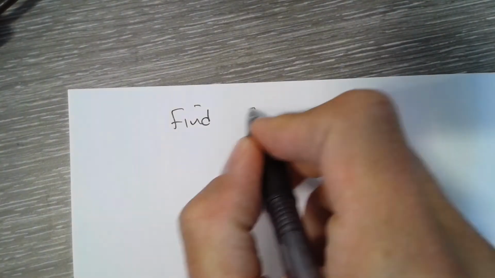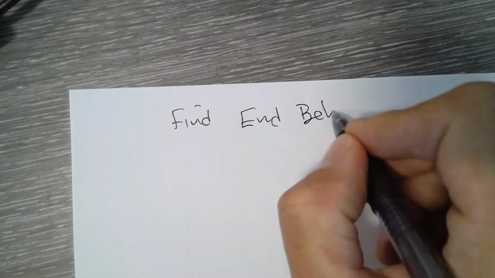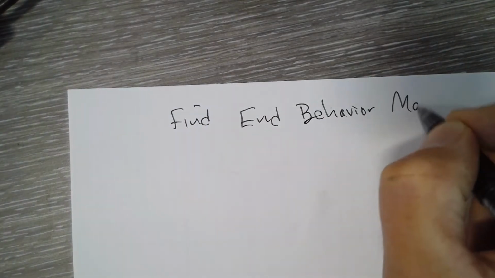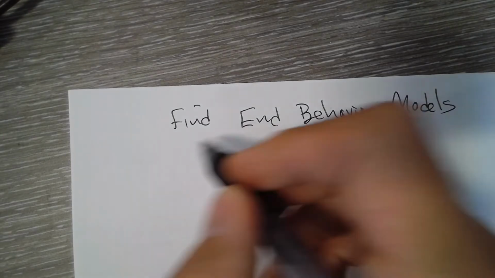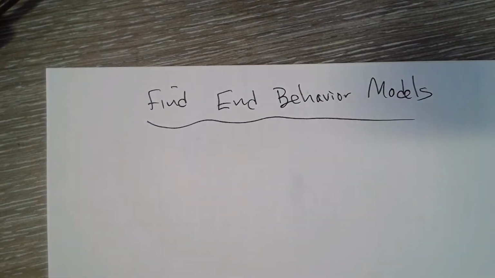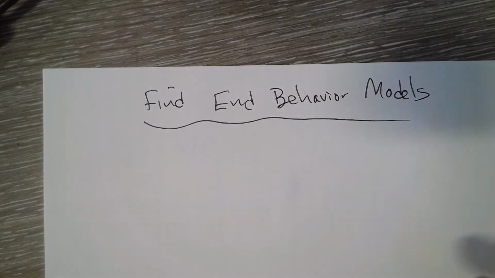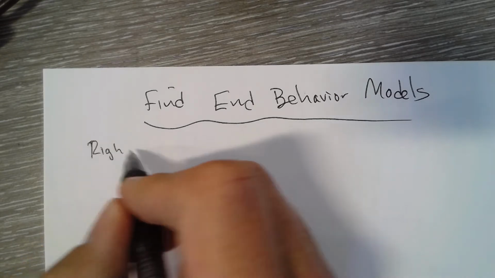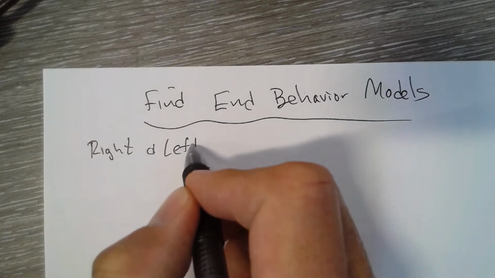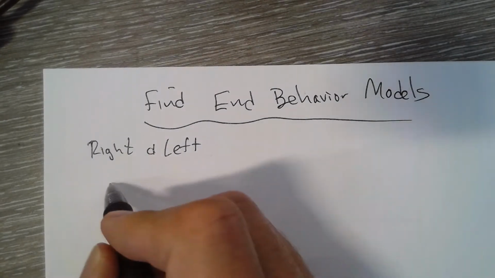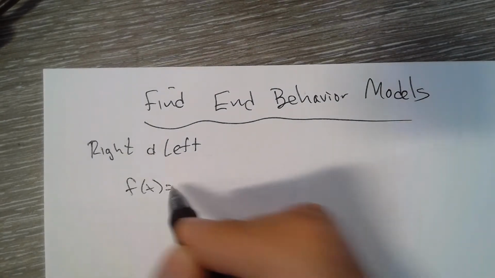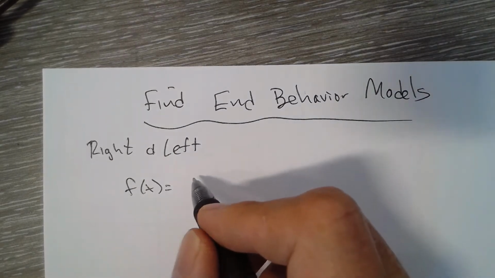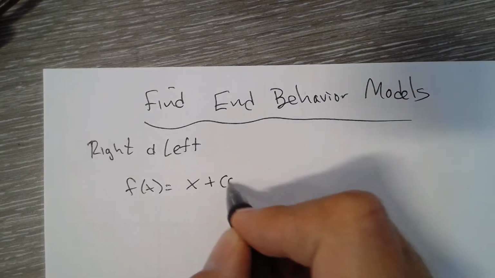Alright, so we're still finding end behavior models. But this is when we've got not a polynomial over a polynomial. So let's say I want to find a right and left end behavior model for f of x equals x plus cosine x.